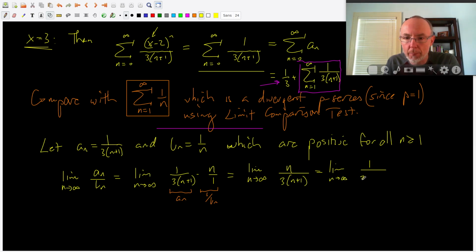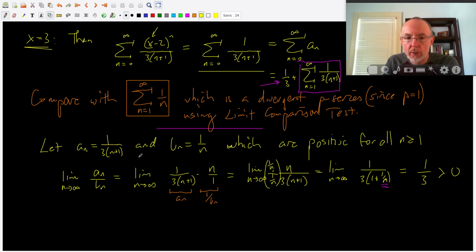Dividing top and bottom by n, I'm going to get this. Right? That's meant to be an n down there. In other words, what I'm doing here is multiplying top and bottom by 1 over n on the top and 1 over n on the bottom. Cancels on the top, leaves this factor on the bottom. This term is going to go to 0 as n tends to infinity, and so this leaves 1/3. That's bigger than 0. And that's what we needed to know.